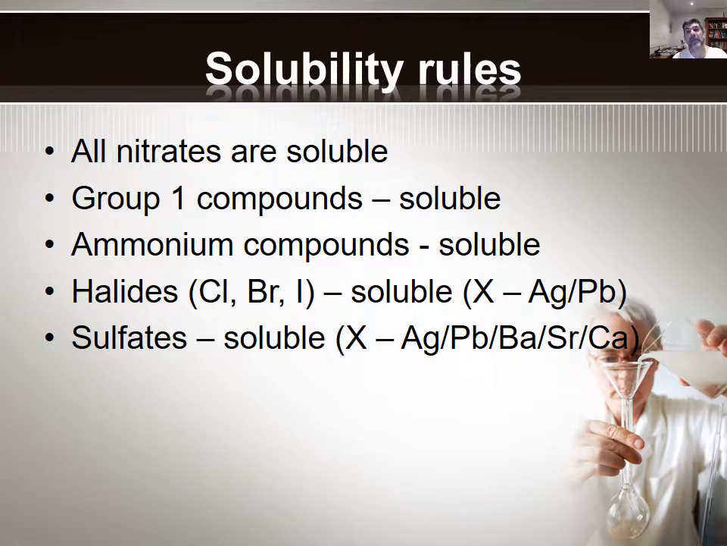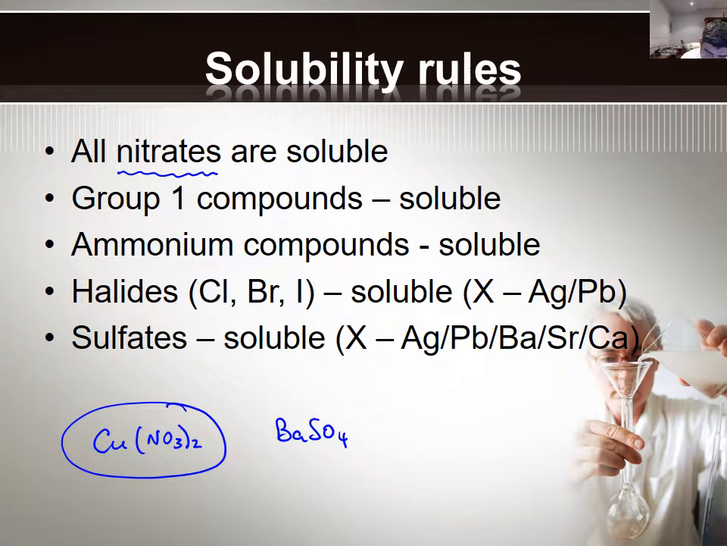To do that, we have a number of solubility rules, and one of the first and most important rules is that all nitrates are soluble. So in our two choices of copper nitrate and barium sulfate, if the first rule is all nitrates are soluble, this one can't be the precipitate. So it's soluble. And if it's soluble, it won't form a precipitate.